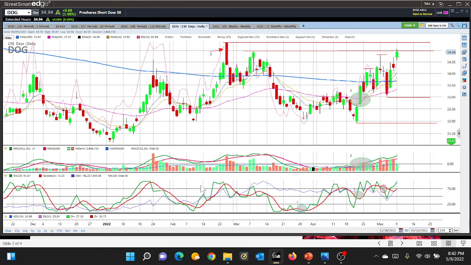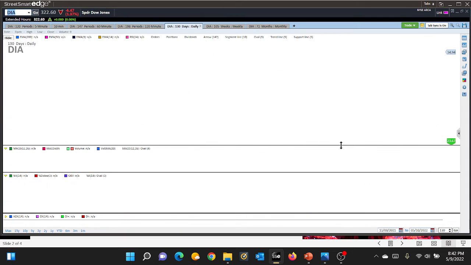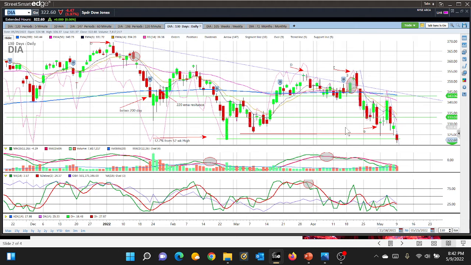Let's do the flip side on that. The flip side is the long side, right? Would I take a long position here? Let's do the reverse analysis. Look at here. The green is below the red on our fast stochastic, which is a very quick oscillator, and it's way down here near 0.